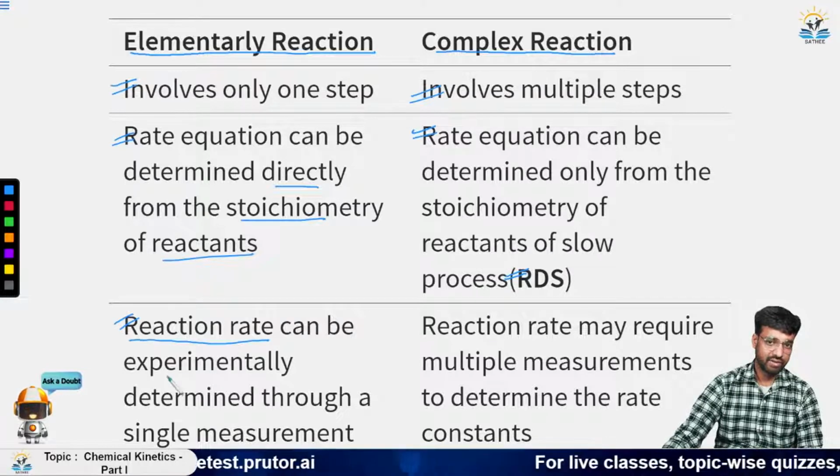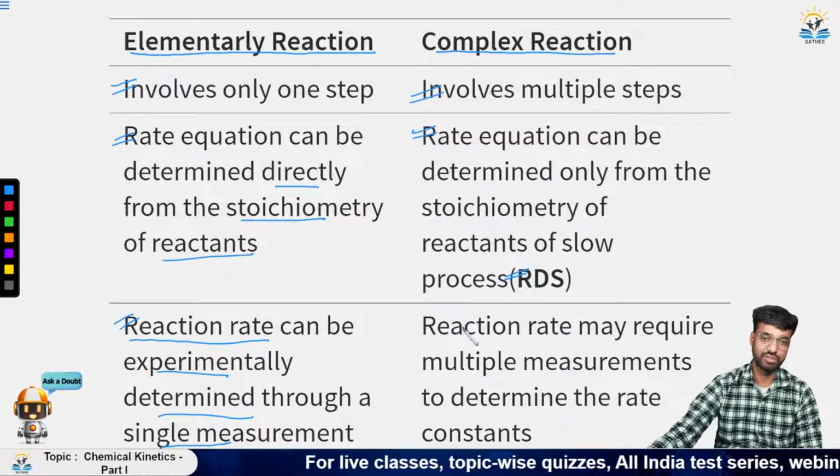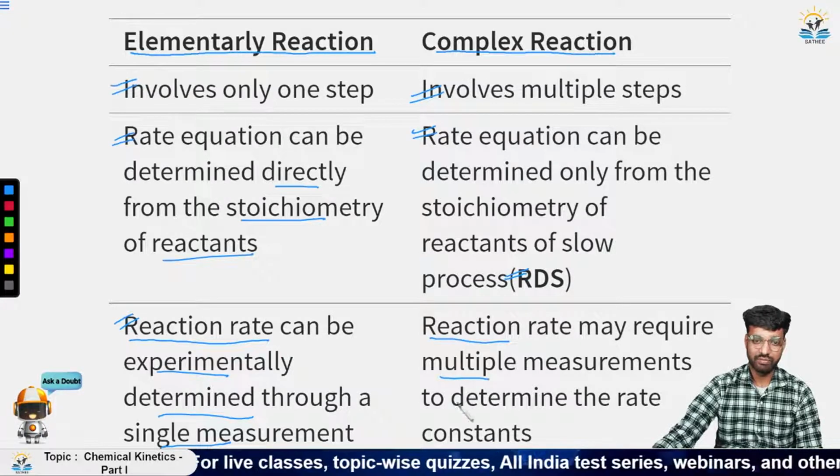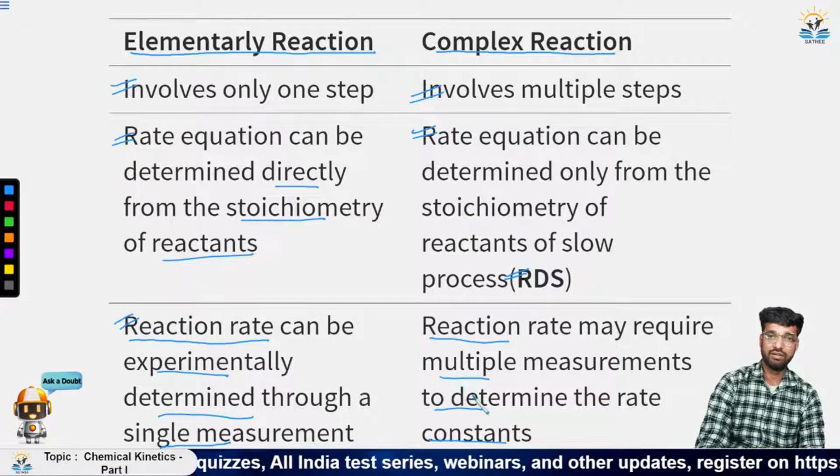Reaction rate can be experimentally determined through a single measurement. Yeah, it is true because we just take the coefficient. But in case of this, multiple steps have to be followed, and then we can find the rate of reaction.